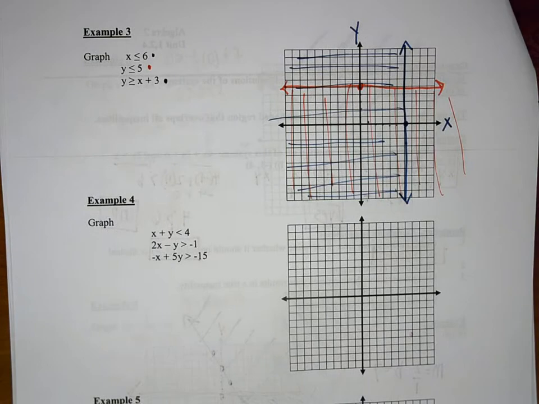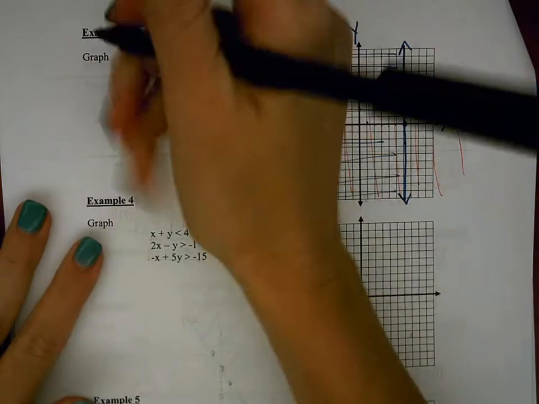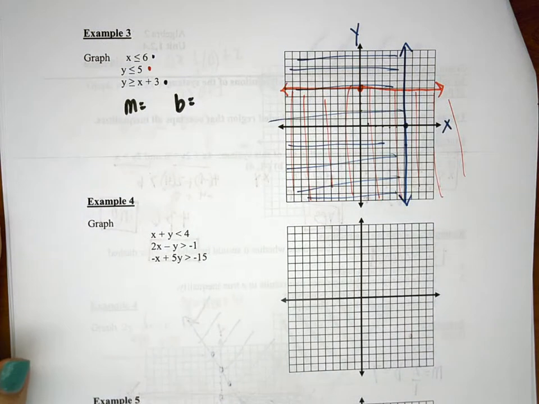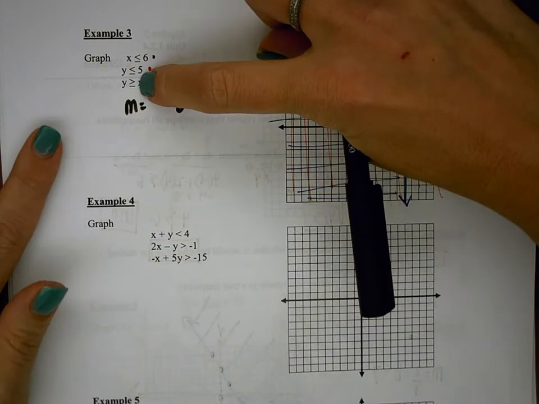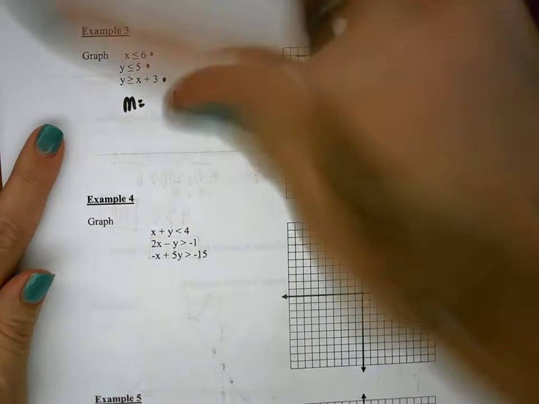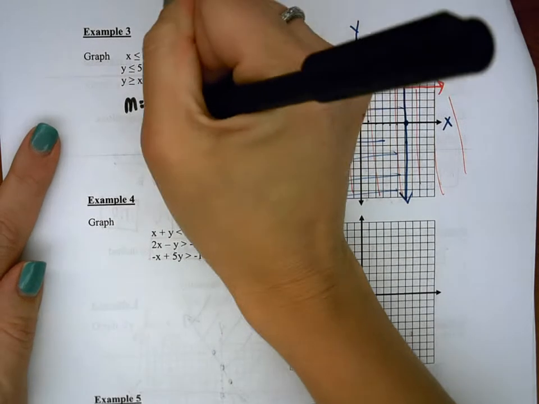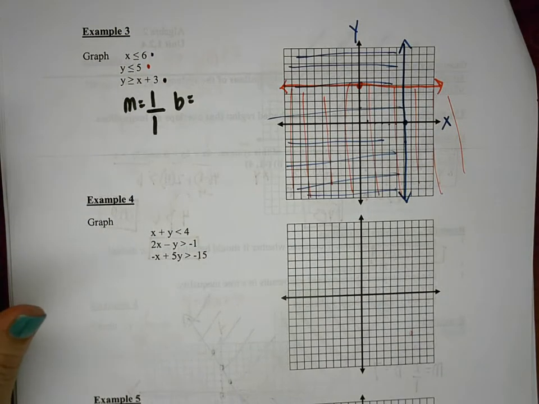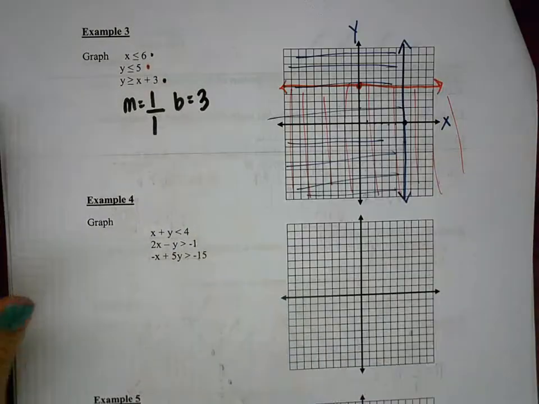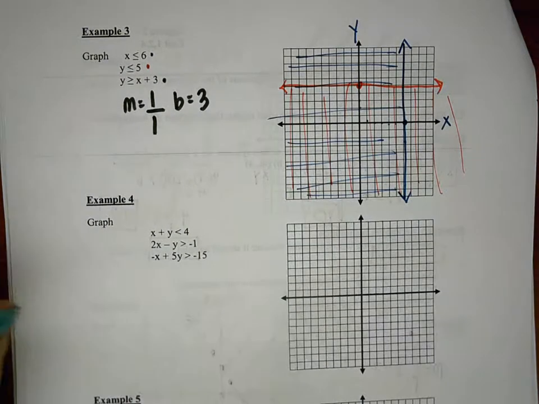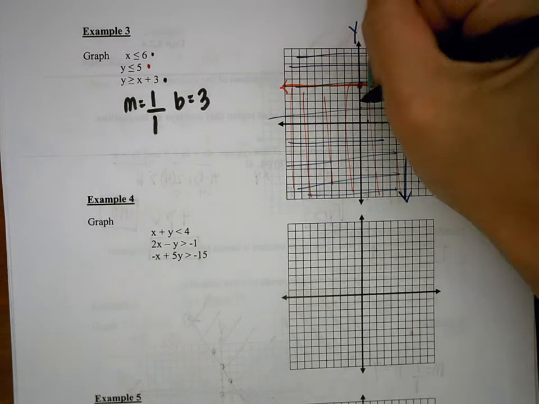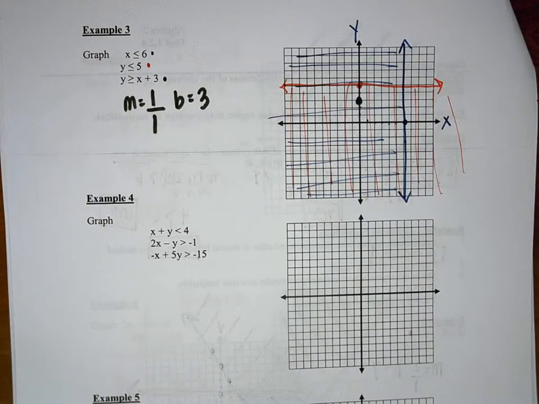What do we always need to know when we're graphing? Good. M and B. What is my M value? Good. Remember that if there is no number in front, there's actually a 1 there. And we can write 1 as a fraction by putting it over 1. Our B value is what? 3. What do we graph first? 3. And where do I go? Up 3 is correct. 1, 2, 3. Make a point.